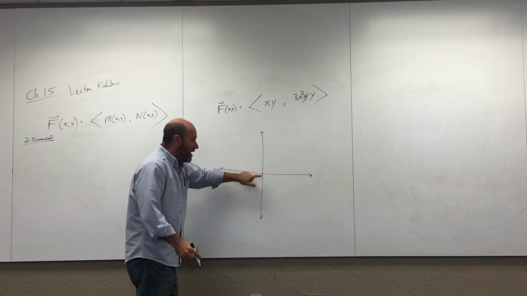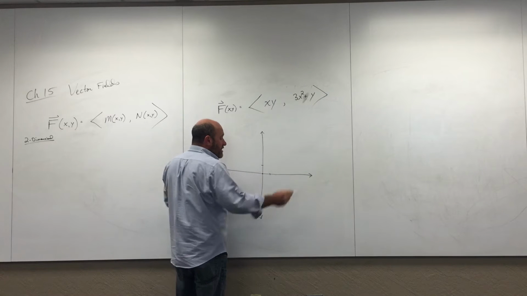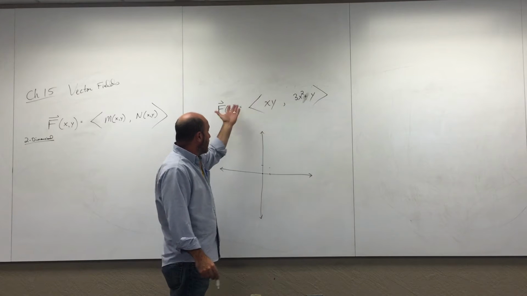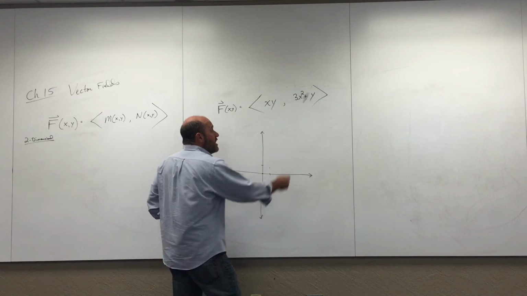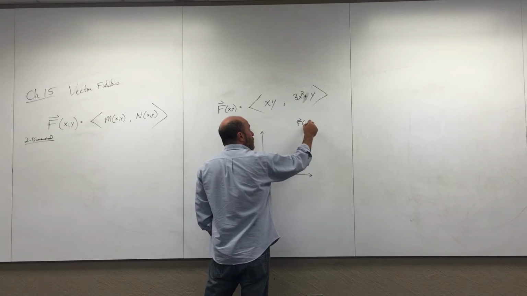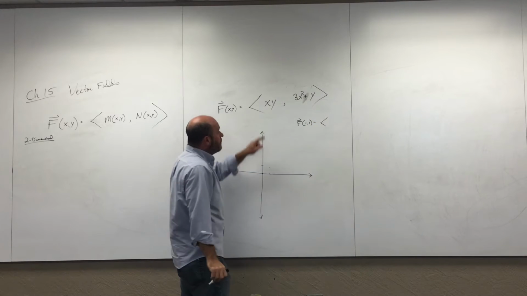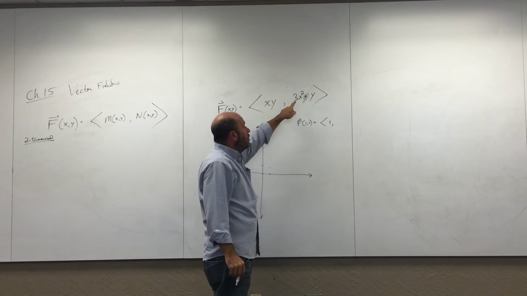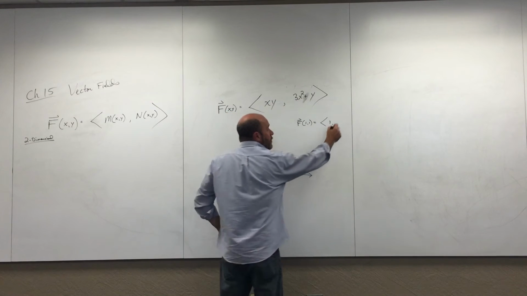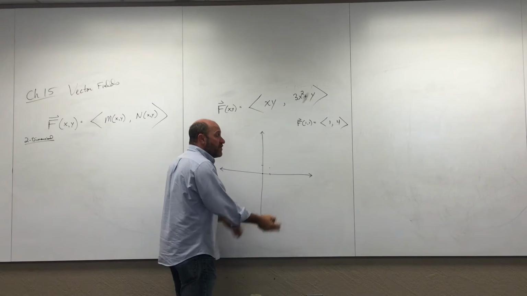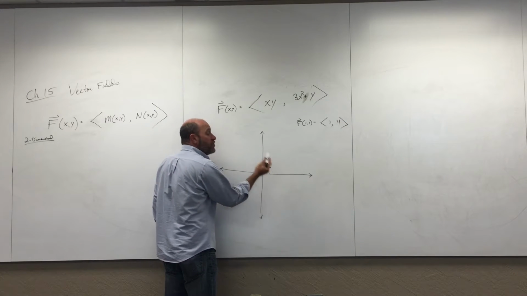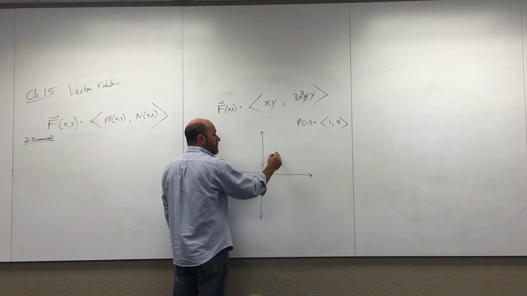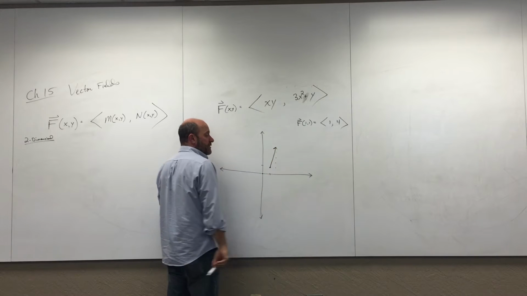So let's move on. We can pick any point in the plane. Let's go to the point 1, 1. If you plug it into this vector field function, at the point 1, 1 you get the vector 1 times 1 is 1, comma, 3 plus 1 is 4. So you get the vector 1, 4. And so at the point 1, 1, you draw the vector 1, 4, which goes over 1 and up 4. So there's a picture of this.